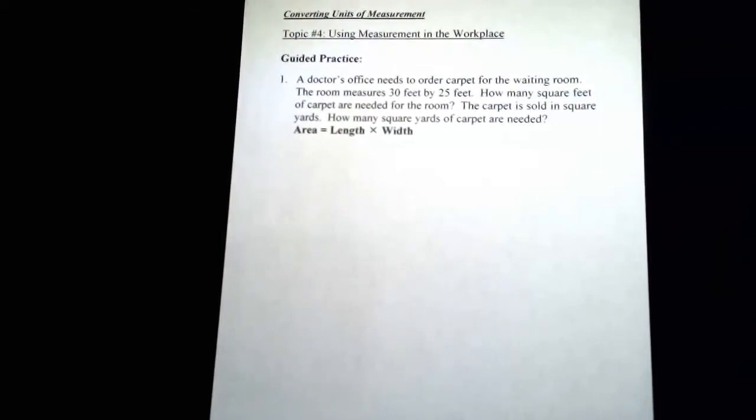Where we left off in class was talking about section 9.8 in the textbook, which is using measurement in the workplace, or measurement applications. So what I decided to do is we're going to go back to the beginning of this section, which you should have in your notes, and I'm going to go through all of the questions again and continue on until the end for this video.